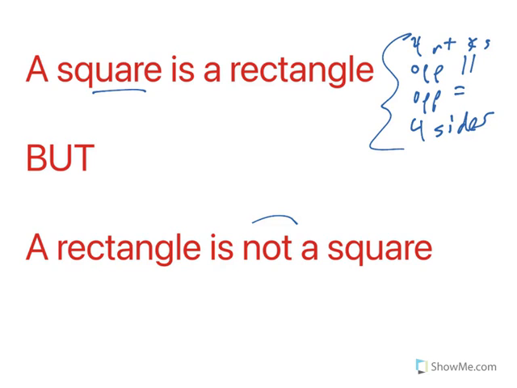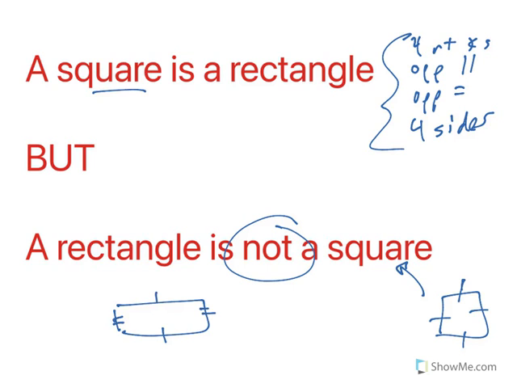However, a rectangle is not a square because in a square, all 4 sides have to be the same, whereas in a rectangle, only the opposite sides are the same. So a square is a rectangle, but a rectangle is not a square.